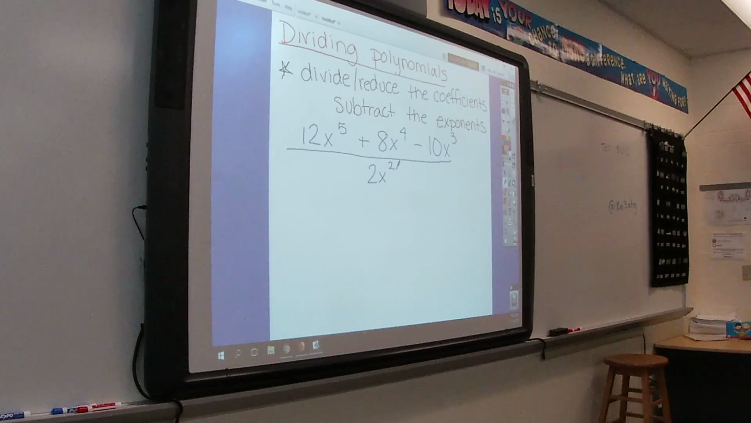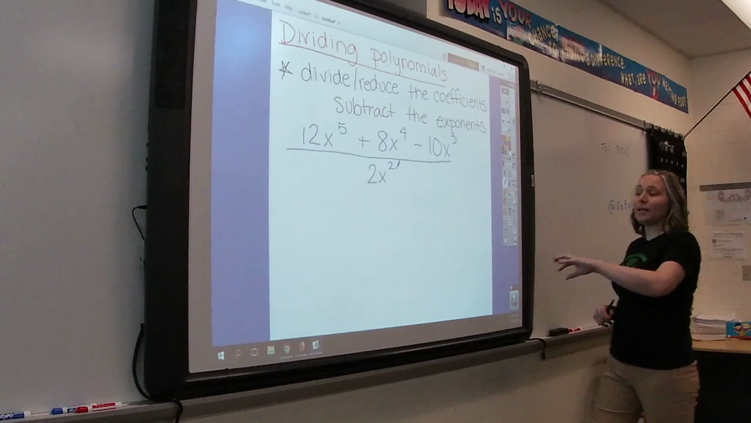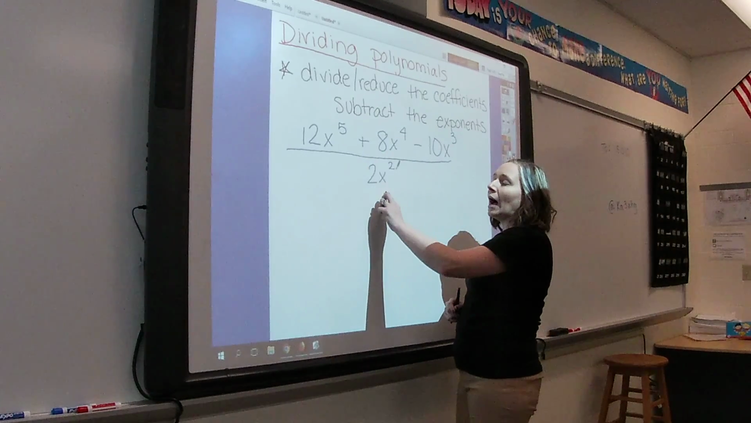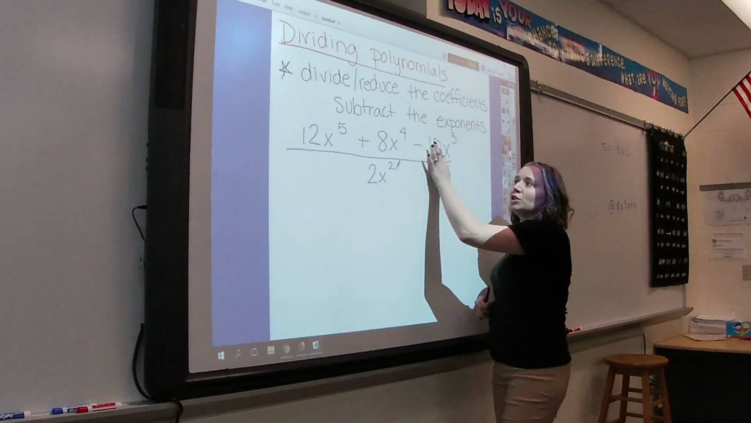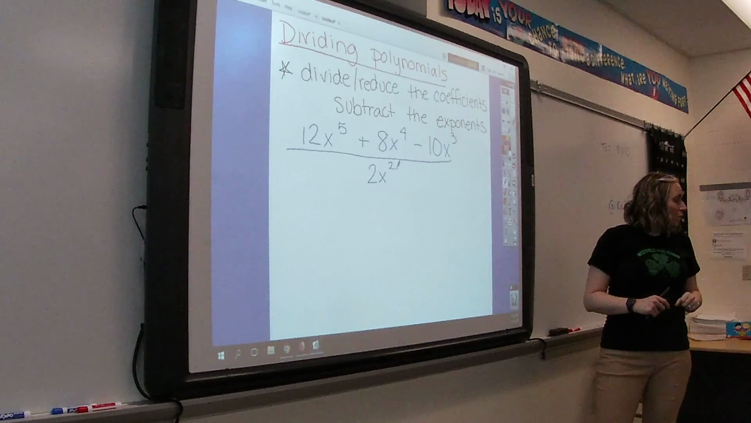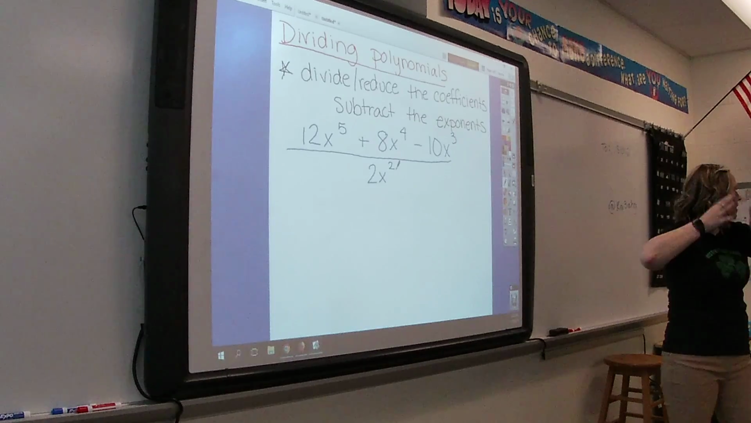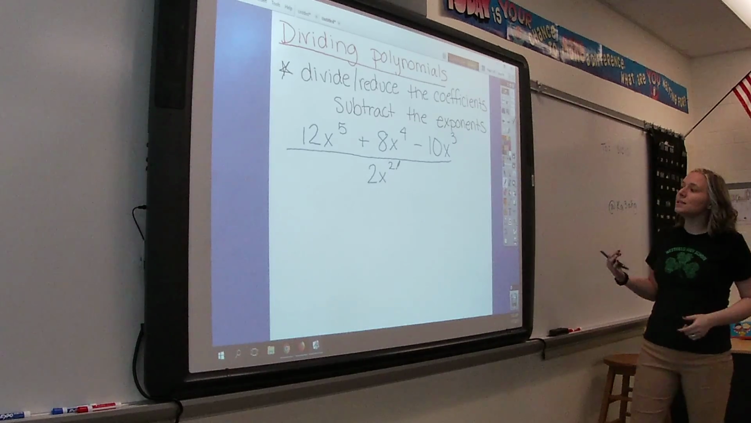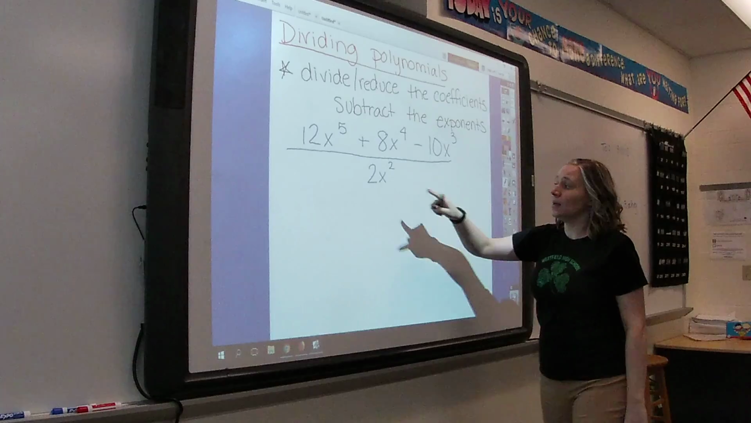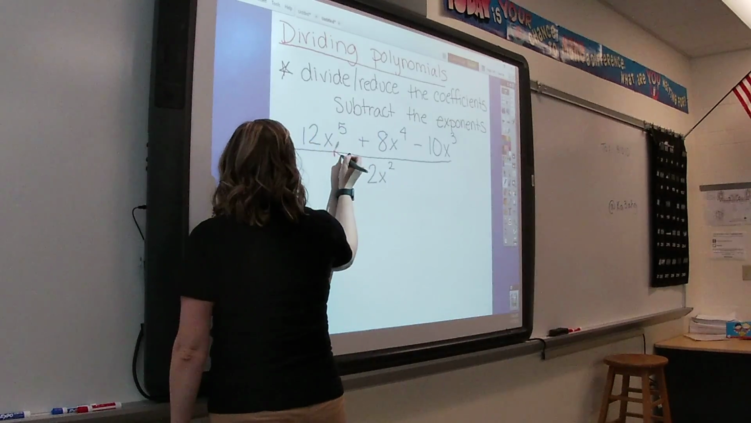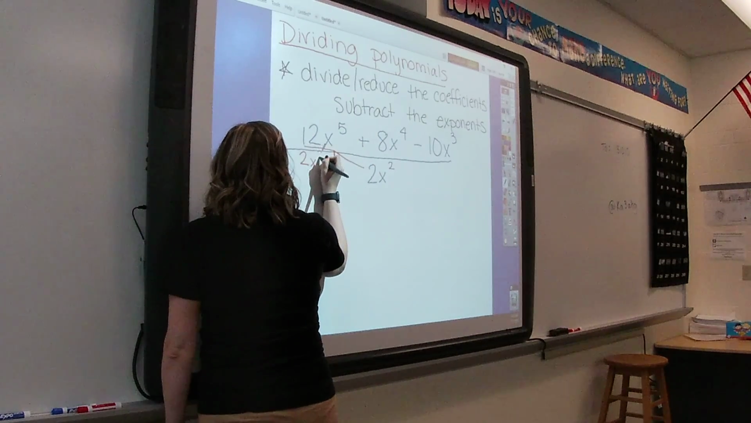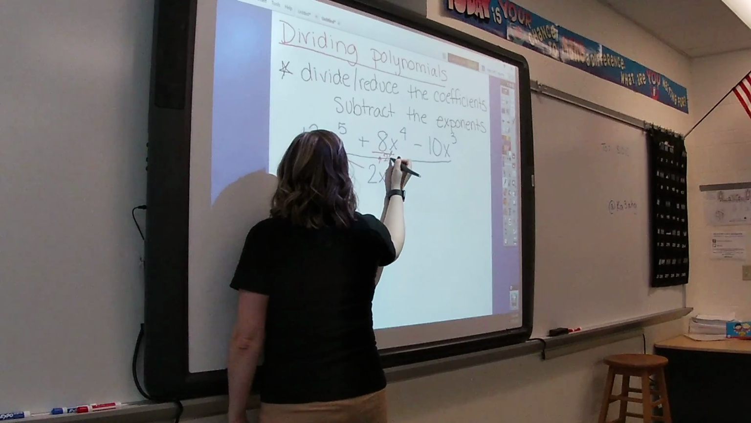Okay, when we divide, what we want to do is give this denominator, this piece that we're dividing by, to each individual term. Just like when we were solving for y, we would divide in each individual place. That's the same thing that we want to happen today. So we want to give this 2x squared to all three pieces.